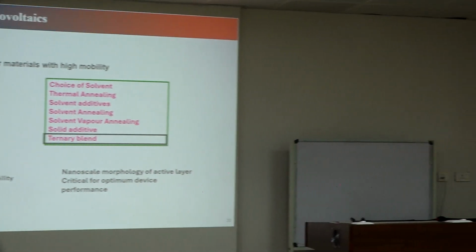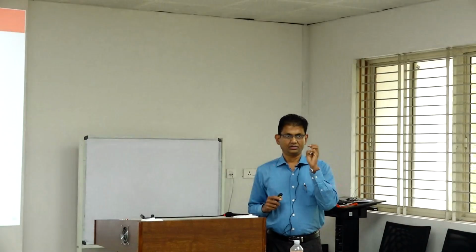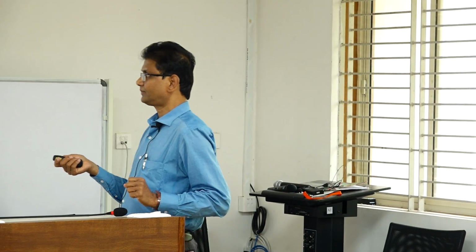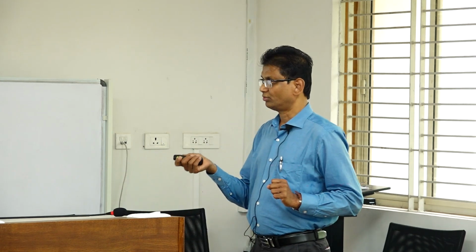Why is bulk heterojunction important? Because the exciton diffusion length is very low. To tackle this, we have to make the heterojunction very close together. We make a bulk heterojunction. How to make a bulk heterojunction? There are a lot of different options available, and we have seen them. There is one more thing, the ternary blend. We will continue in the next class.